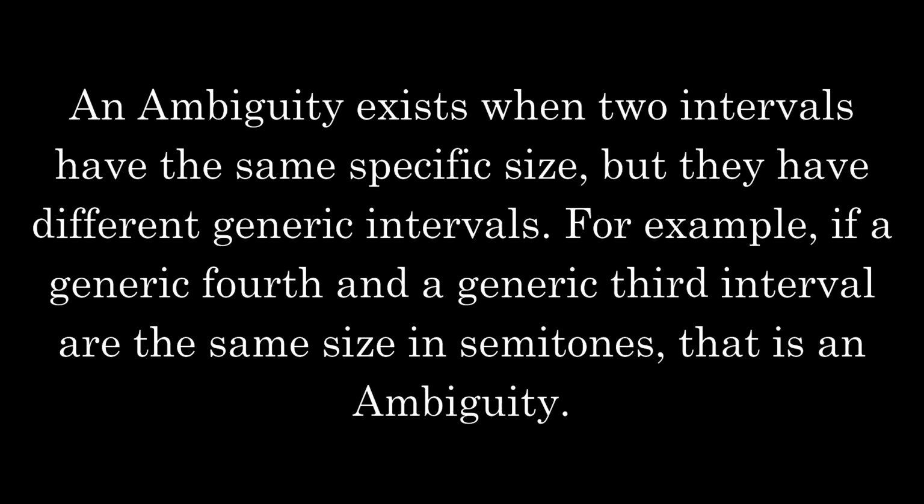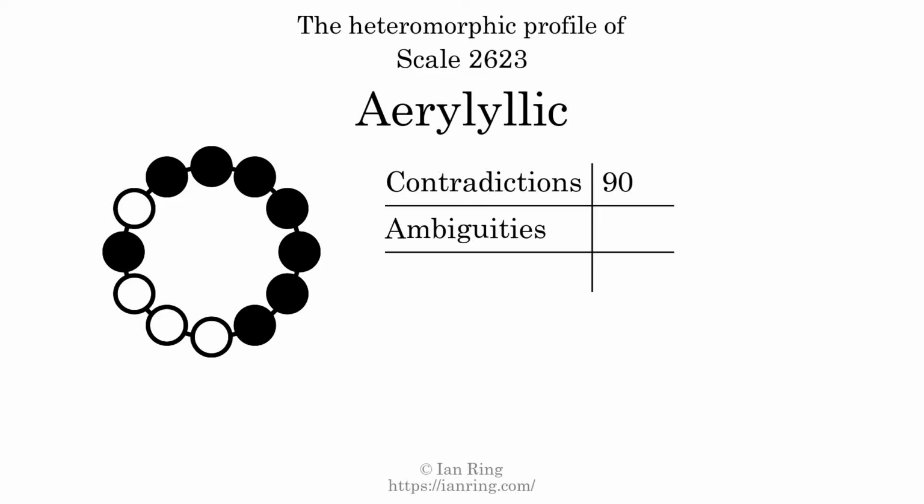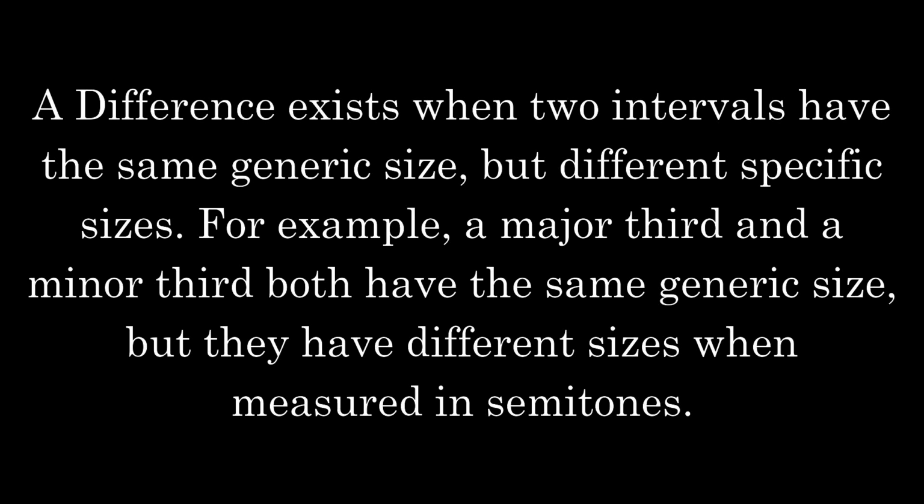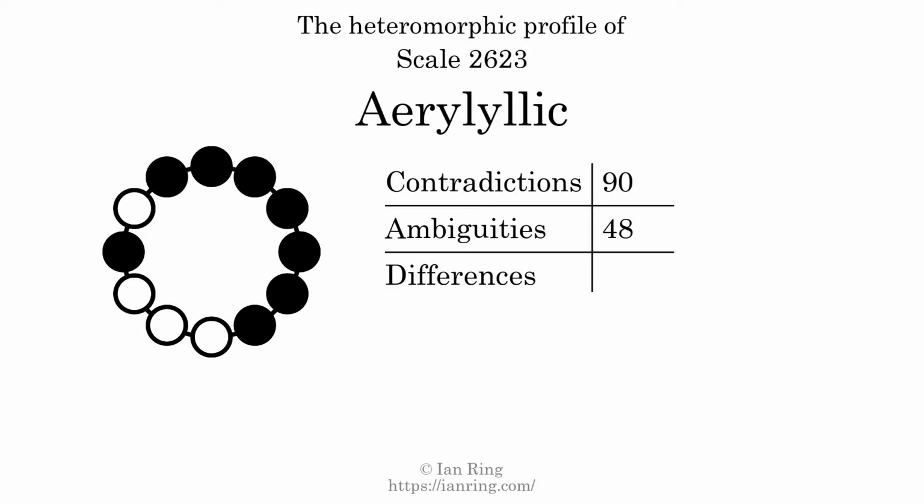An ambiguity exists when 2 intervals have the same specific size, but they have different generic intervals. For example, if a generic fourth and a generic third interval are the same size in semitones, that is an ambiguity. The number of ambiguities in this scale is 48. A difference exists when 2 intervals have the same generic size, but different specific sizes. For example, a major third and a minor third both have the same generic size, but they have different sizes when measured in semitones. The number of differences in this scale is 126.